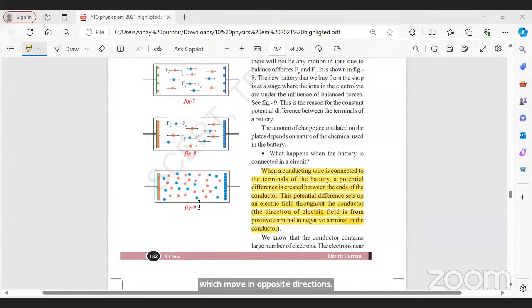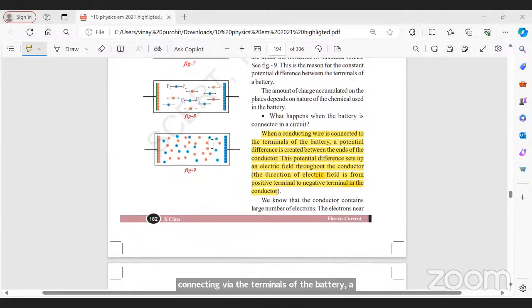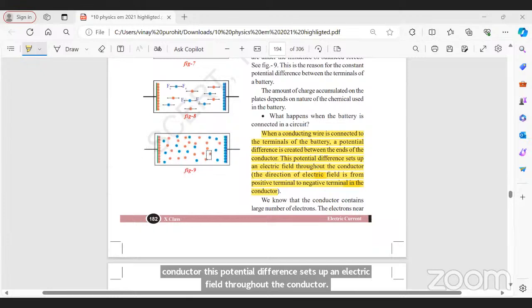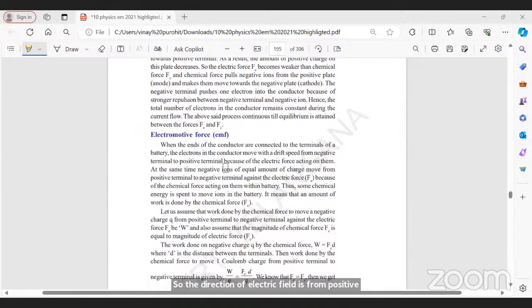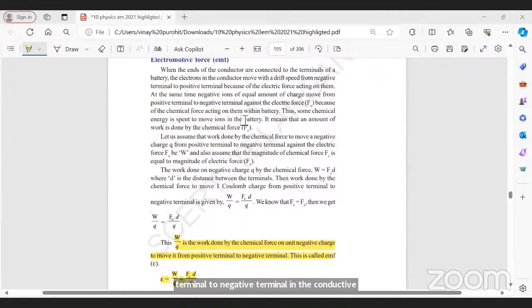Next, when a conducting wire is connected to the terminals of the battery, a potential difference is created between the ends of the conductor. This potential difference sets up an electric field throughout the conductor. The direction of electric field is from positive terminal to negative terminal in the conductor. Next, coming to electromotive force.